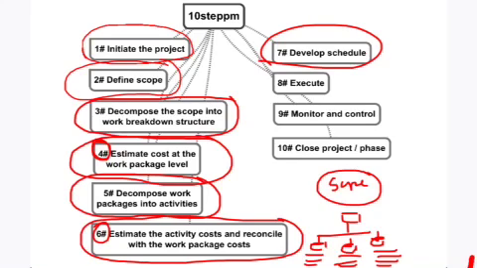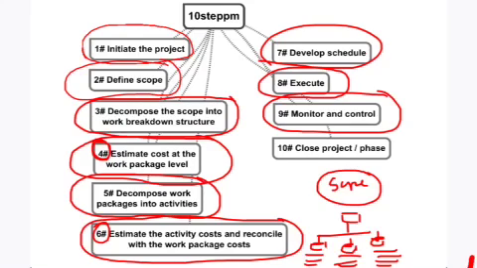At step number 8, we execute the project as per the schedule or the plan, and throughout execution we monitor and control the project. That is step number 9. So periodically we check whether things are going as per the plan, and if there is a variance we take action. That comes under monitoring and controlling.